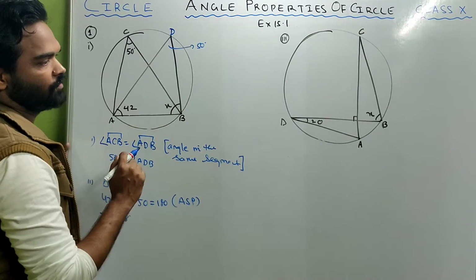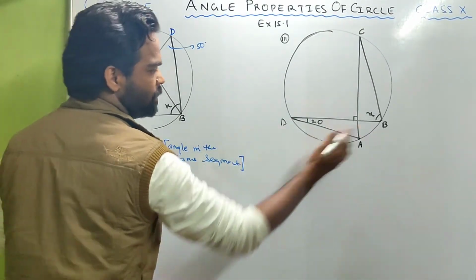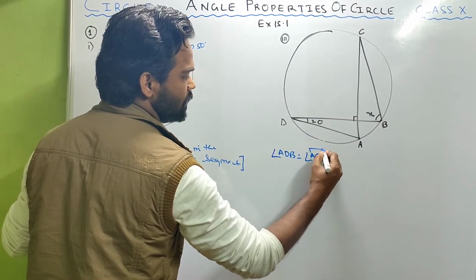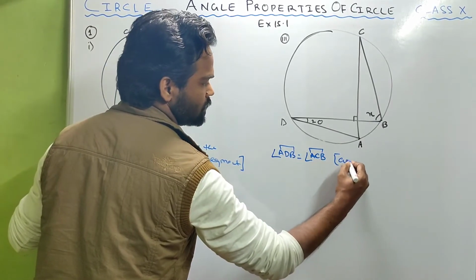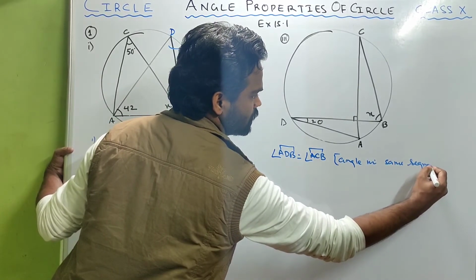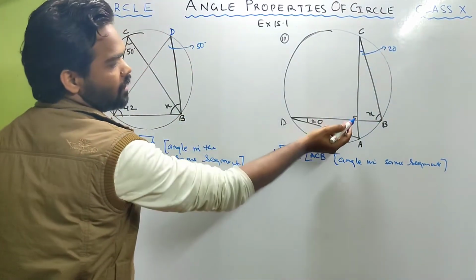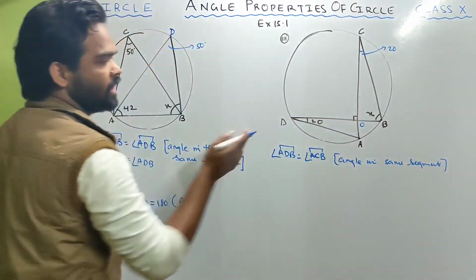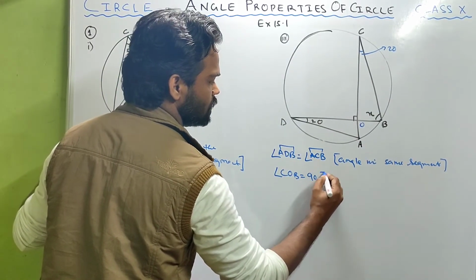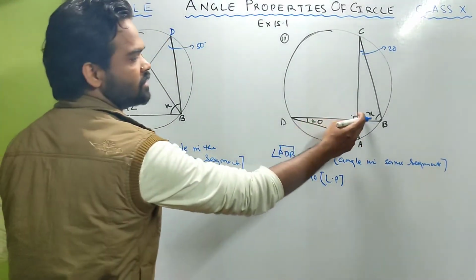Now, part 3, if you look. Again, they have told us to find the unknown x. Look carefully. Angle ADB is equal to ACB. Again, the segment is the same, AB. Angle in the same segment, which means this angle is 20. Now, suppose this is O. COA is 90, so COB will be 90. Linear pair, because these two angles add to give 180. So if this is 90, this has to be 90.